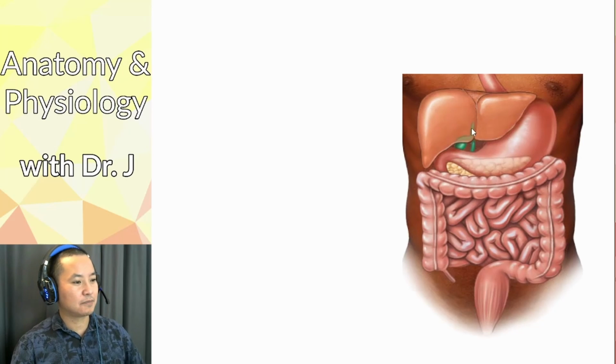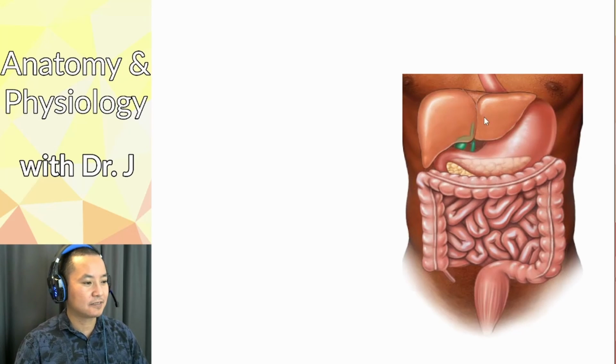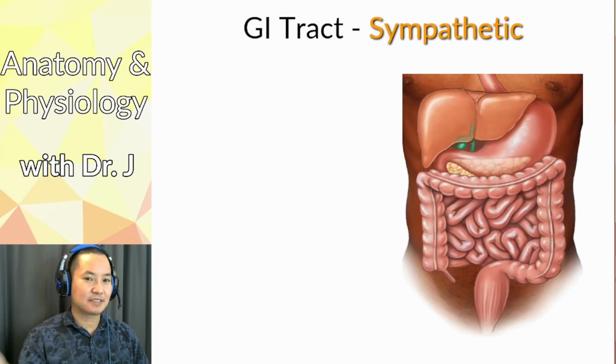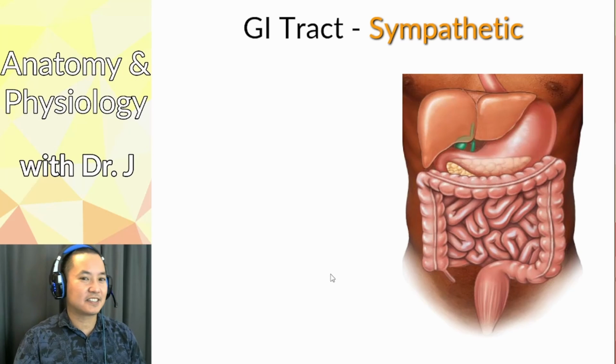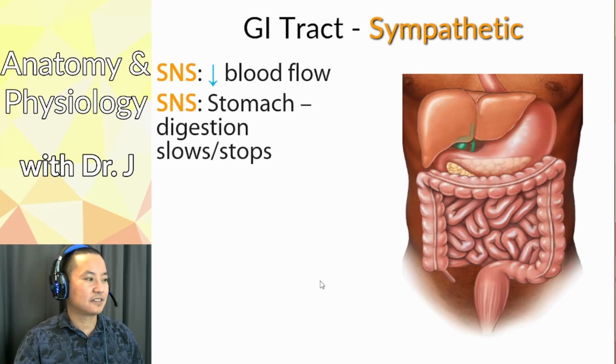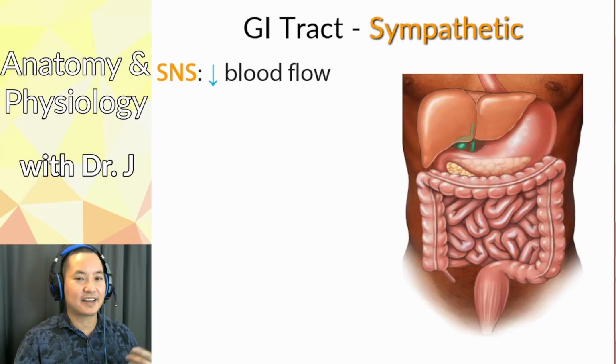Alright, so now moving from the thorax to the abdominal area. So the GI tract, and we'll cover this more in detail next semester. So how about sympathetic activity? Well, remember that the parasympathetic is rest and digest. For the GI tract, sympathetic activity is not time to rest and digest. So you're going to decrease that blood flow with sympathetic activity.